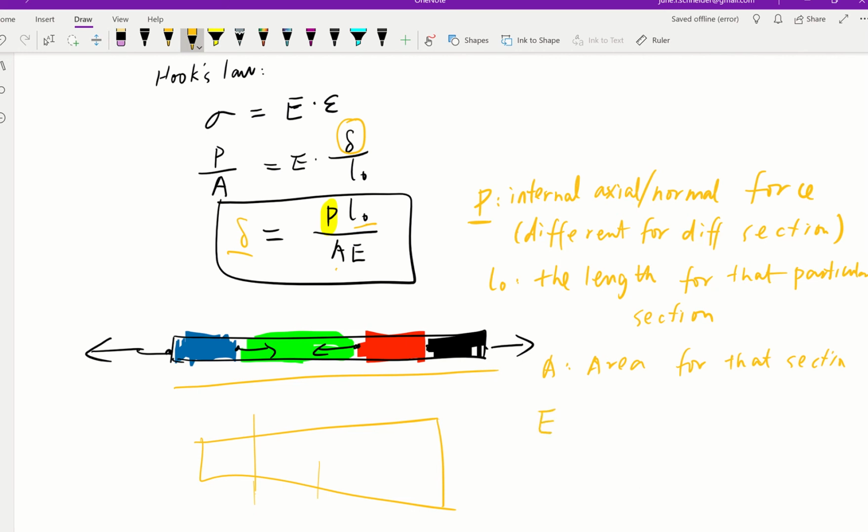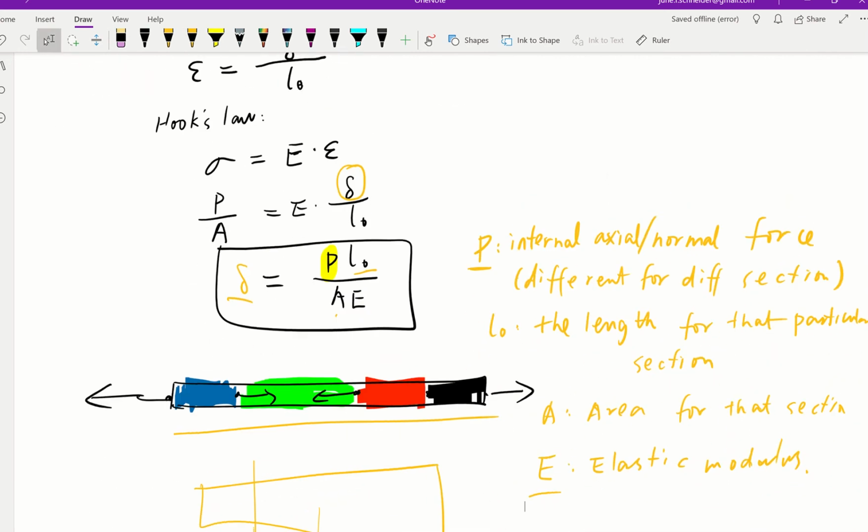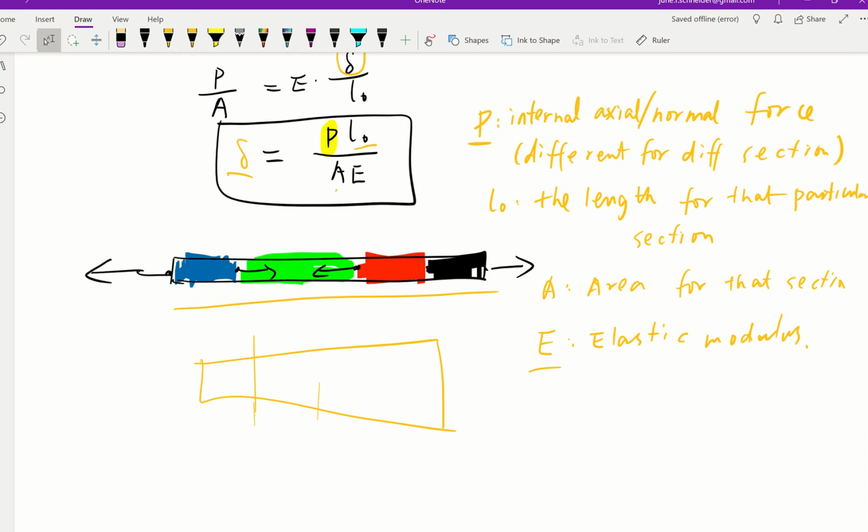Now E is elastic modulus, and if this bar is made of the same material, then that will be constant. However, if the bar is made of different materials at different sections, then the elastic modulus has to be taken into account.